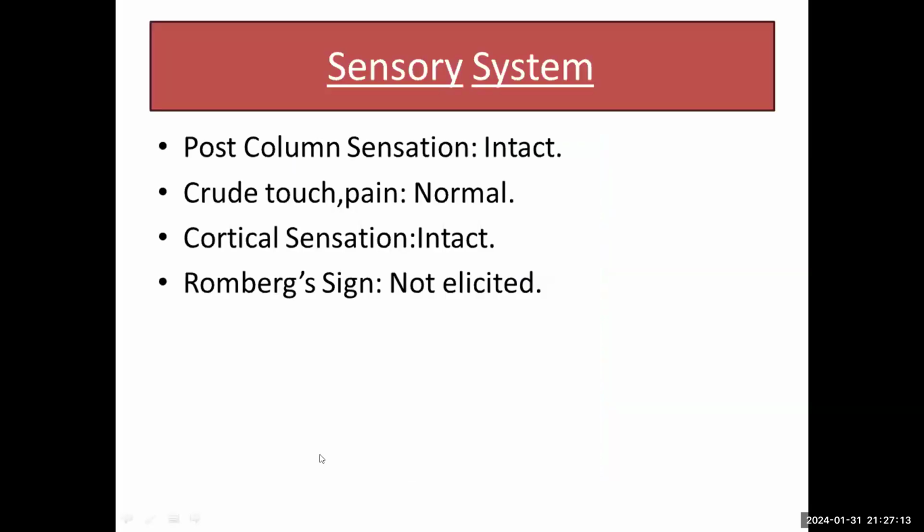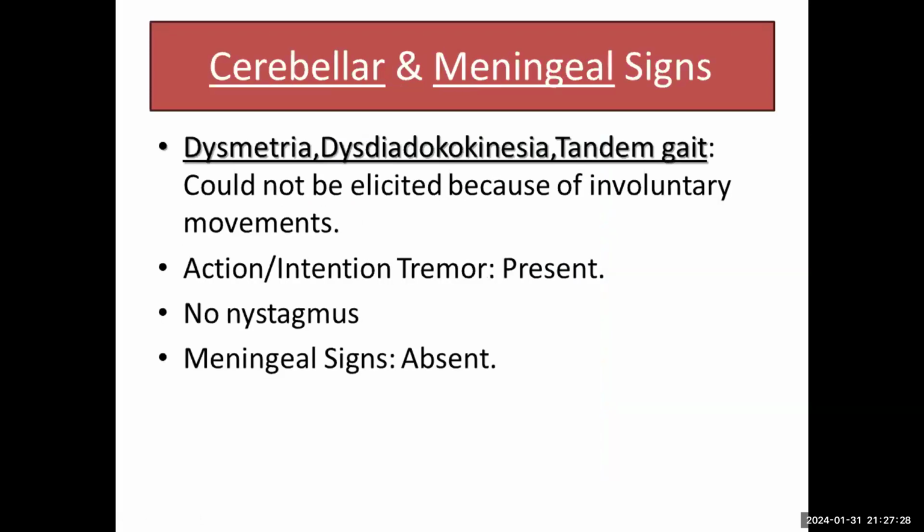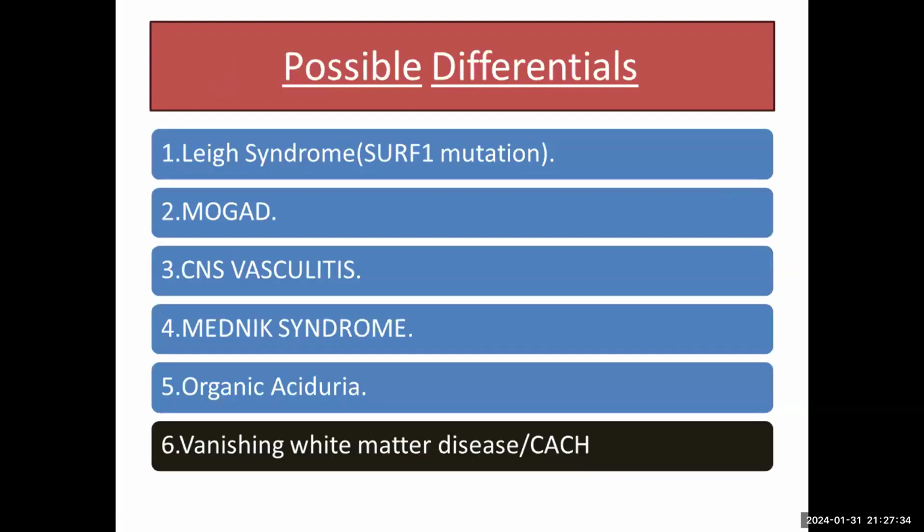The sensory system examination was intact, with normal posterior column sensation as well as normal touch and pain sensation. Cortical sensation was intact, and Romberg's sign was not elicited. Cerebellar signs, dysmetria and tandem gait, could not be elicited because of the involuntary movements. There was presence of action tremor, and no nystagmus. Meningeal signs were absent.